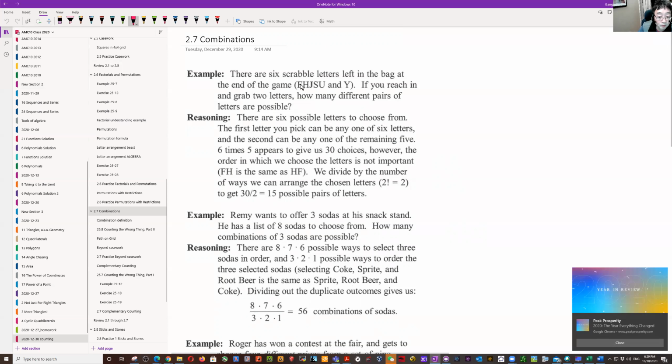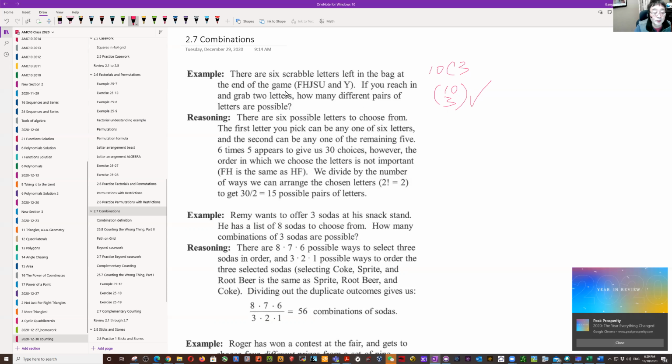So for the combination, what we are trying to work out is something where order does not matter. Combination is written in a different way, for example, 10 choose 3, and this is the more popular way of writing it.